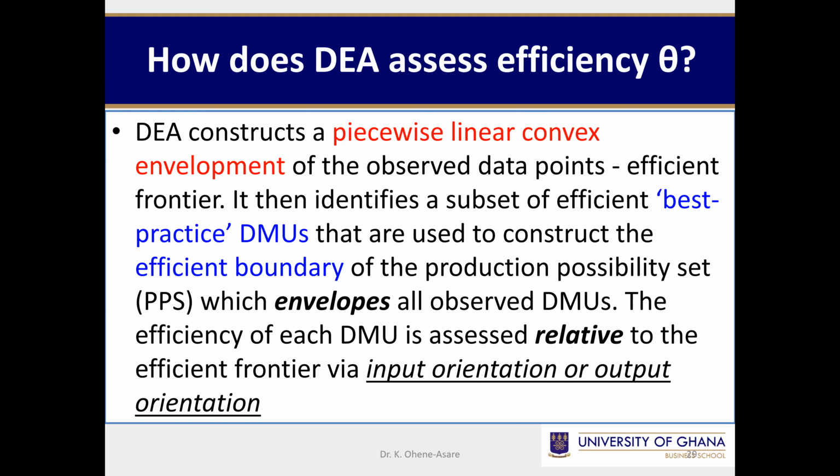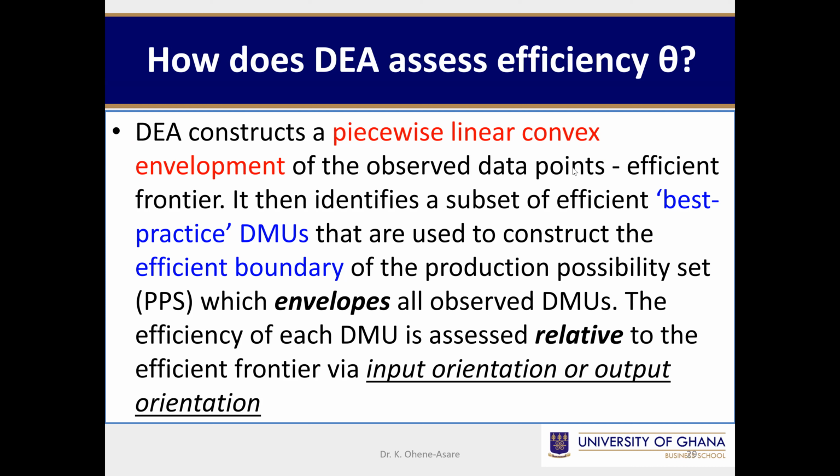So what it does is that it will construct this of all the data points. It will then identify a subset of the firms that are efficient here. We call them best practice DMUs. They are the ones who are used to construct the boundary, the efficient boundary. The boundary here means the edge. And they will now envelop all others, including themselves. That is, if they are part of it.